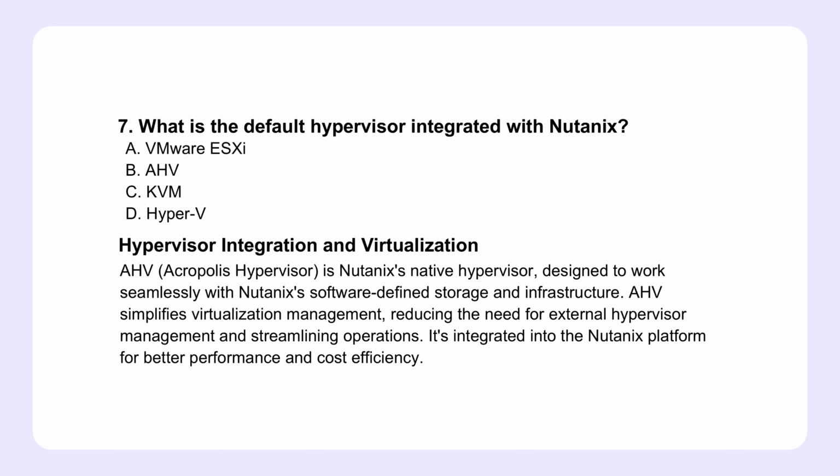All right, let's move up the stack to the virtualization layer. Where the VMs actually run, the hypervisor. Question 7. What is the default hypervisor integrated with Nutanix? Options: A, VMware ESXi; B, AHV; C, KVM; D, Hyper-V. The default hypervisor that comes with Nutanix is B, AHV. AHV, Acropolis Hypervisor. That's Nutanix's own, right? It is, yeah. It's based on Linux KVM, but heavily customized and integrated by Nutanix.